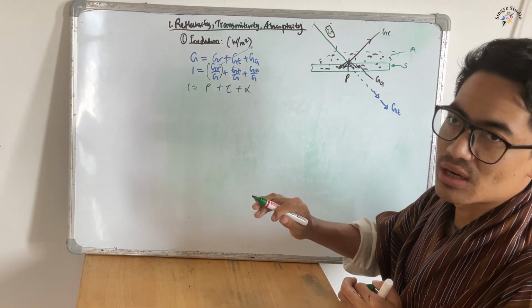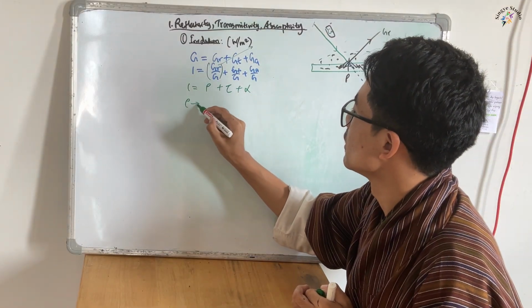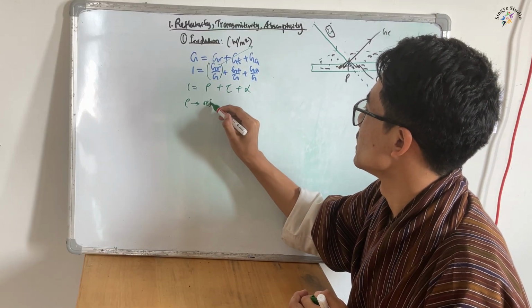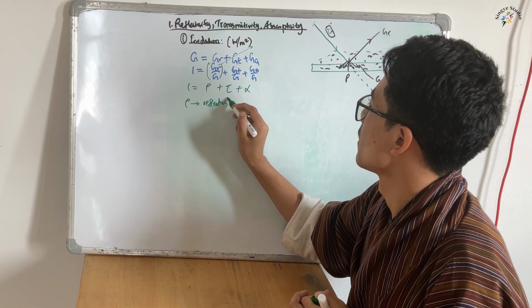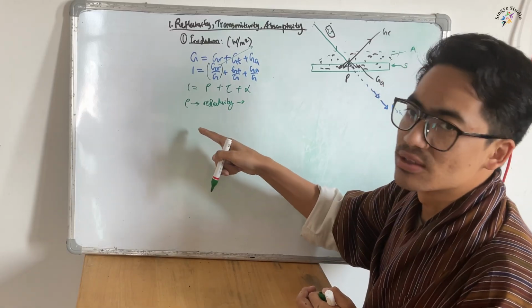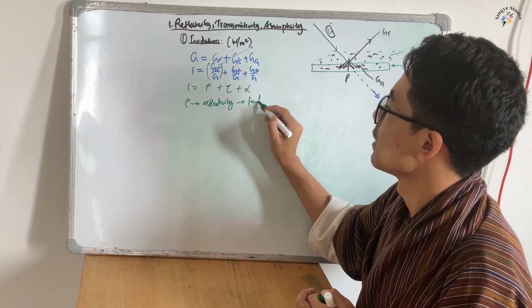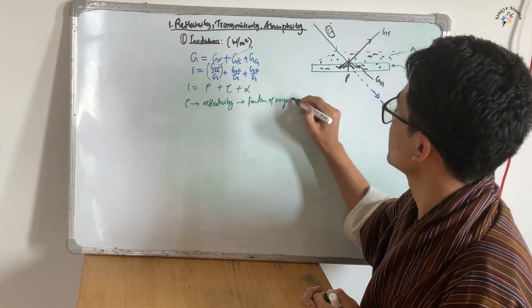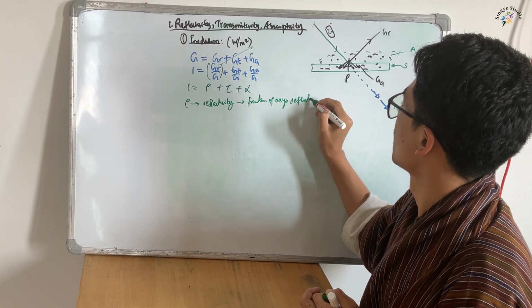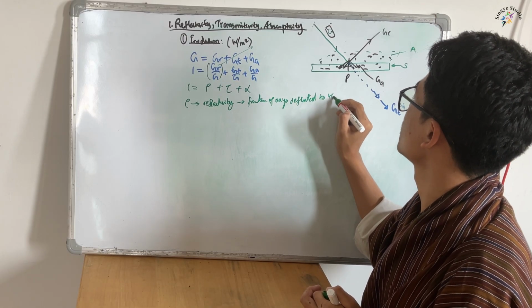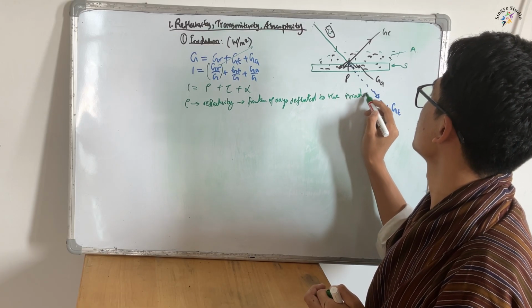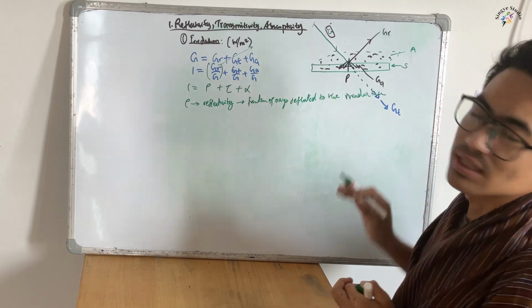These fractions are known as, number one, rho. This rho is related to the reflection, so you can say reflectivity. So what is reflectivity? Reflectivity is the fraction of rays reflected with respect to the irradiation, which means the total rays that you have received as incident rays.